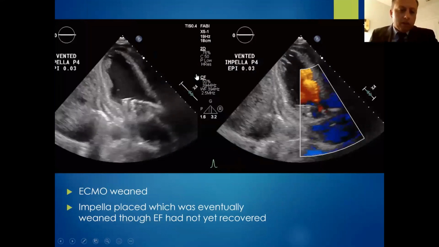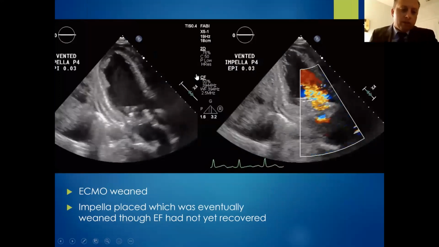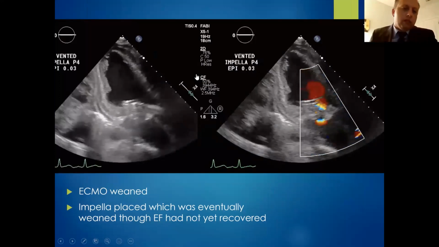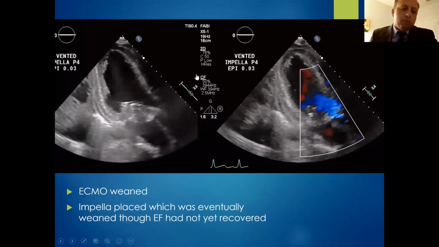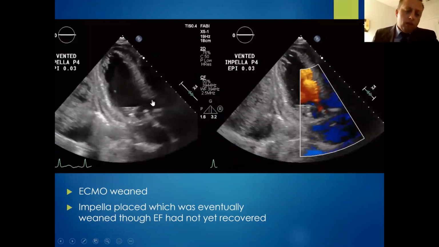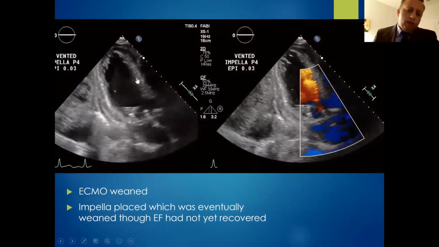And it's good to make that step down from the larger, more complex device onto one that is supporting just the LV. And you can see just how bad his LV function truly is following that mitral valve replacement. So his EF in this case was about 15%. In this case, you can see the Impella is overriding the mitral apparatus.